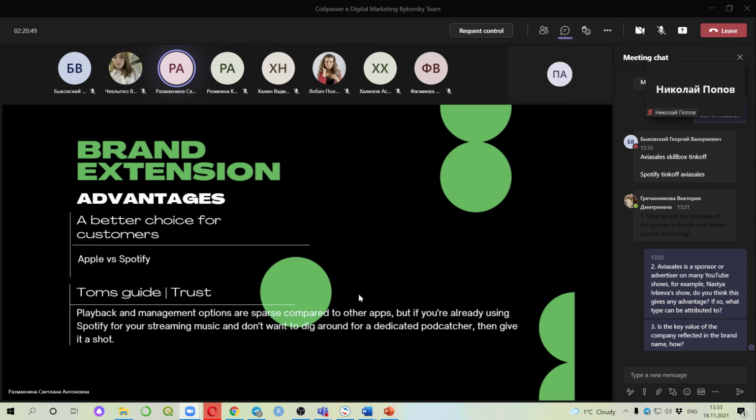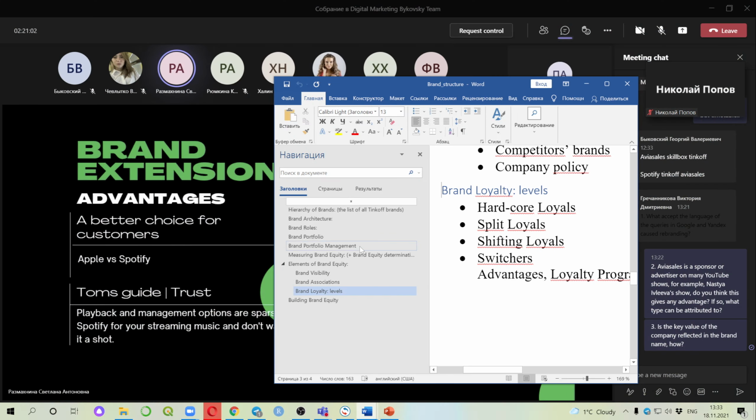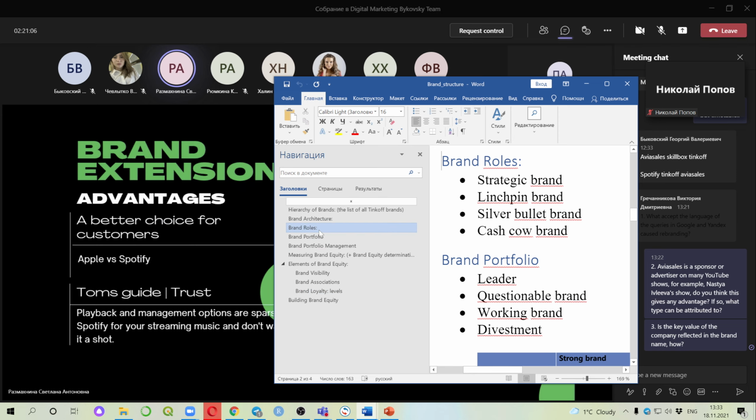So brand extensions also have advantages, obviously. First, Spotify, in comparison with its competitors, is the only music streaming app that provides the possibility of podcast listening in the main app. And it gives the possibility to continue using your previous conditions of subscription without any growth of payments, it saves money for users and keeps their content, or the variety of content, in one place. And also, users already trust the algorithms of personal recommendation that Spotify is famous for.